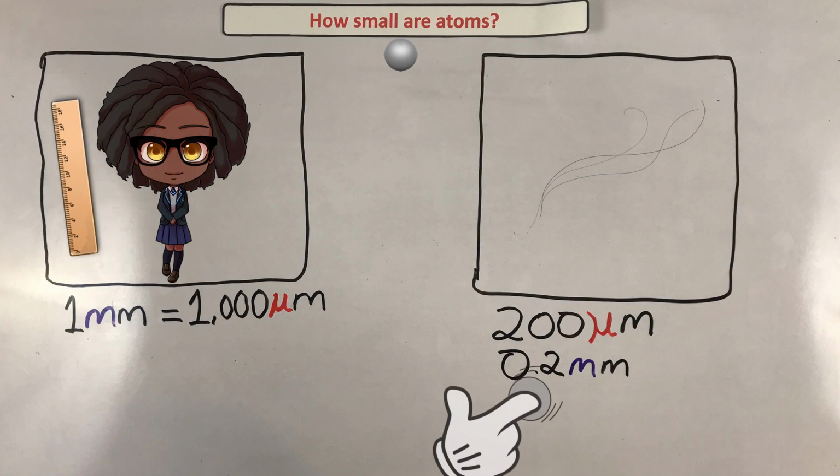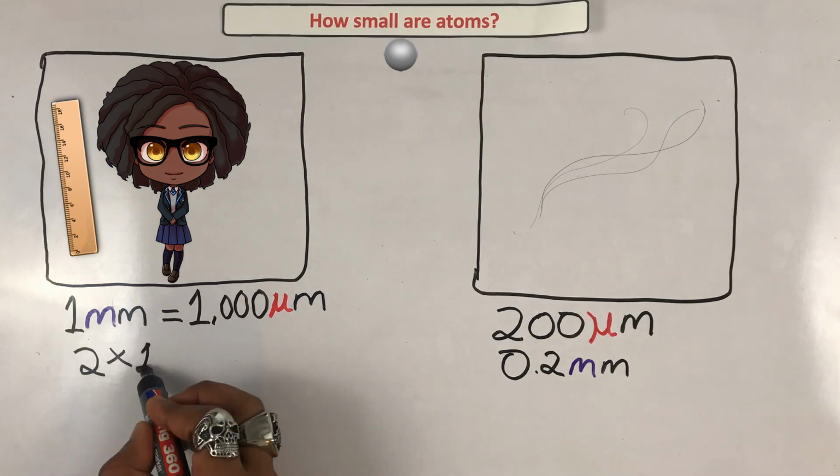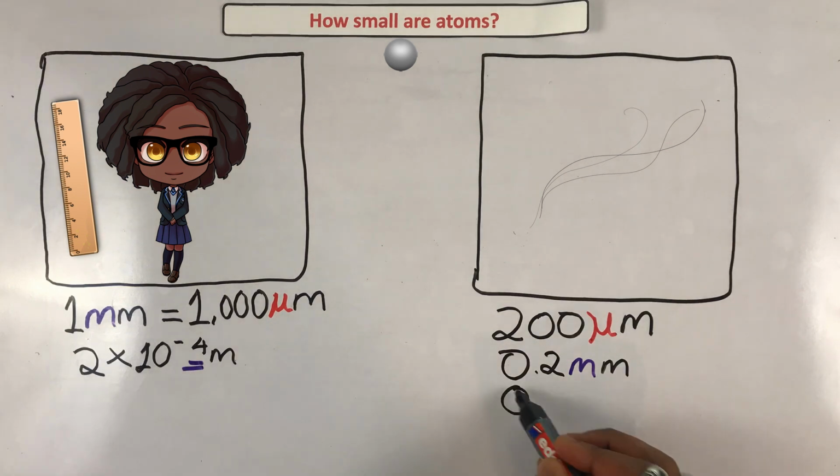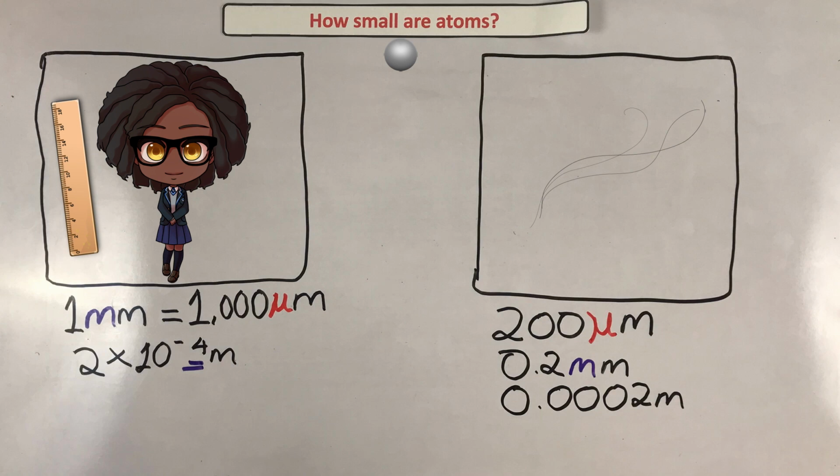We can write 0.2 millimeters as 2 times 10 to the power of minus 4 meters in standard form. Notice that the standard form version is in meters and not millimeters. This is the width of your hair in meters instead of millimeters.